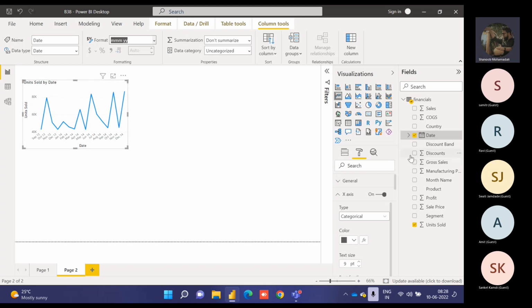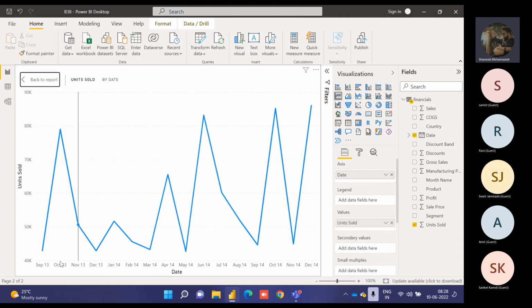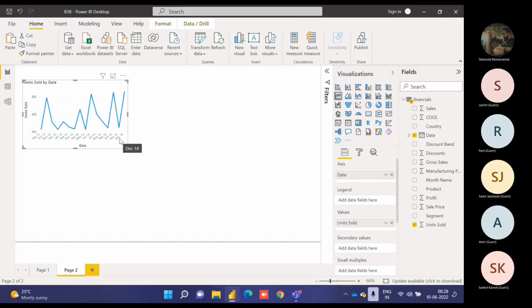So if you want to change the format of a field, what you do is you select the column and then apply the format here. For this format, I wanted the short month name, the 3 characters, and the 2 characters of year. You also have the predefined formats from which you can select, but the format that I wanted was this month and the year. So I used that. Now it is visible correctly.